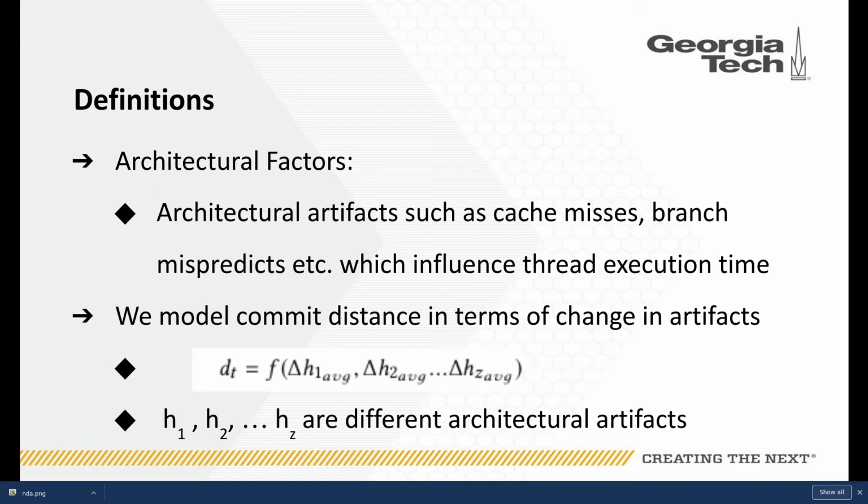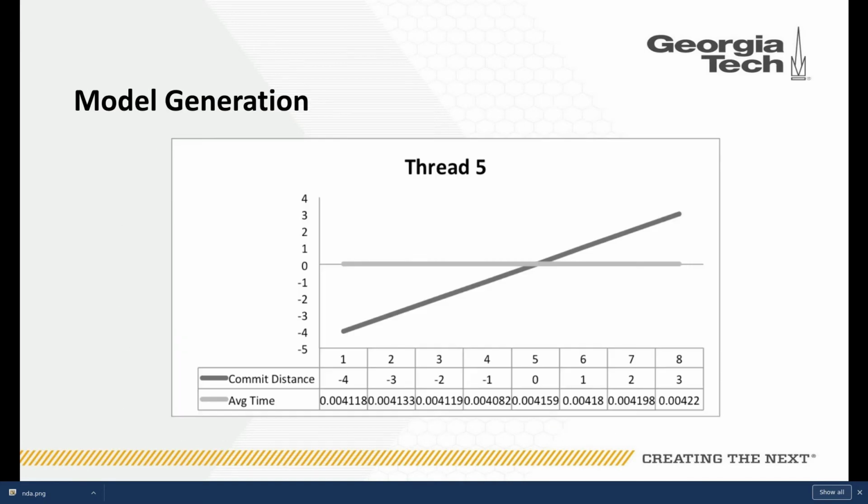Thus, commit distance is proportional to timing variance, which in turn is proportional to a function of hardware performance counter deviations. This figure of commit distance versus timing delta of a thread in the Canneal benchmark empirically shows that the commit distance is proportional to the timing variance. In the figure, the y-axis is the commit distance and the x-axis is the delta in time.